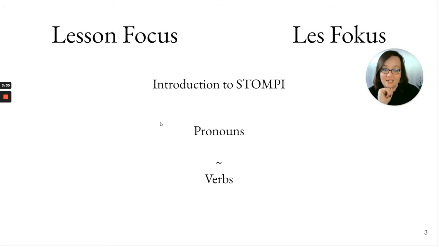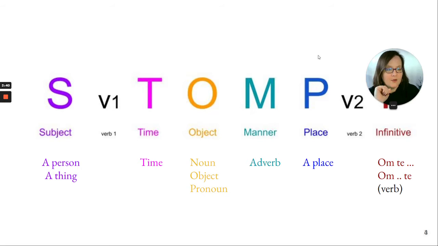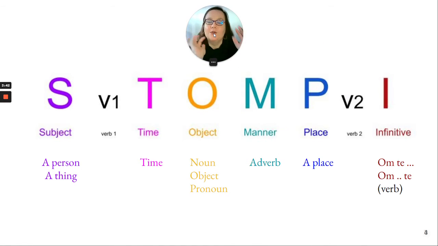So we'll do an introduction to STOMPI. I'll elaborate more about the subunits. We'll specifically look at pronouns. There's a lot of them. And we'll be looking at verbs in the next lesson. Okay, good old STOMPI. You'll hear me talking about STOMPI just about in every lesson because that is the foundation of how Afrikaans people make sentences.